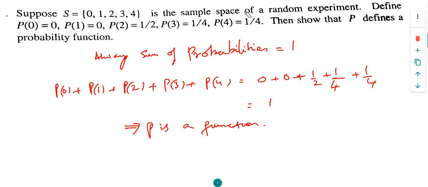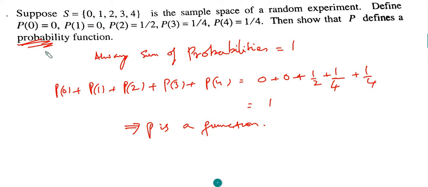Now in this, he is saying that the probability of getting 0 is 0. We don't know which type of experiment it is, but the probability of getting 0 in this sample space is 0. Probability of 1 is 0, 2 is half, like this. Then show that P is a probability function. So remember, what is a probability function here? A probability function must mean the sum of all the probabilities of the given sample space. In a given sample space there will be so many outcomes. If I add the probabilities of all these outcomes, it should be 1. Then only it is a probability function.